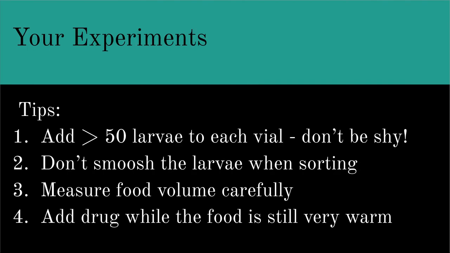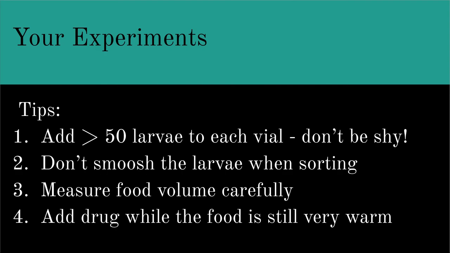So these are the tips that I presented last week. You should be adding more than 50 larvae to each vial. The vials are looking so good. The volumes of food are looking like they're almost exactly 5 milliliters, so we know that the concentration of compound is reliable from vial to vial. Try not to smush the larvae when you're sorting them.